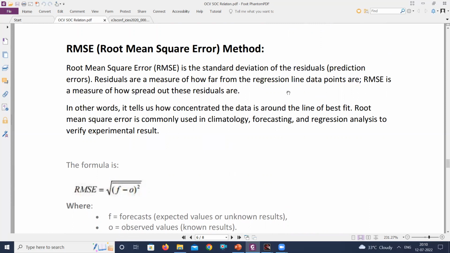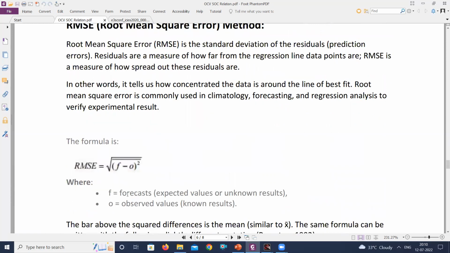Actually, the term is deviation, which tells you how much deviation you have from the predictions to the actual values. Here F is the forecasted value and O is our observed value. So at a particular SOC level, what is your open circuit voltage and what was the actual open circuit voltage? That has to be subtracted, squared, and then a square root is taken.